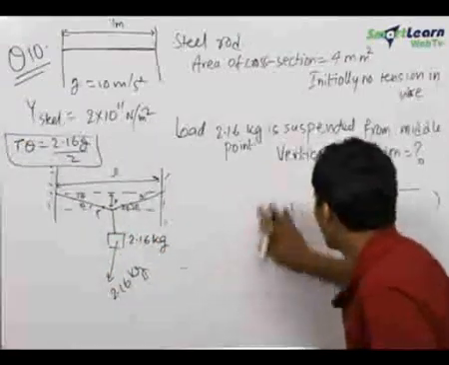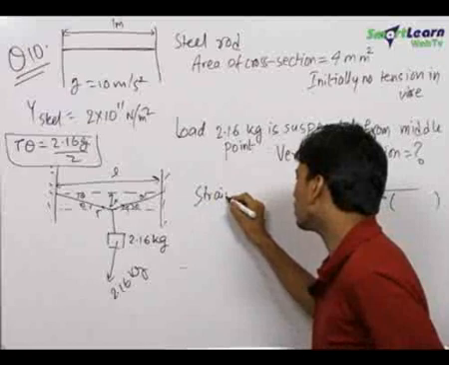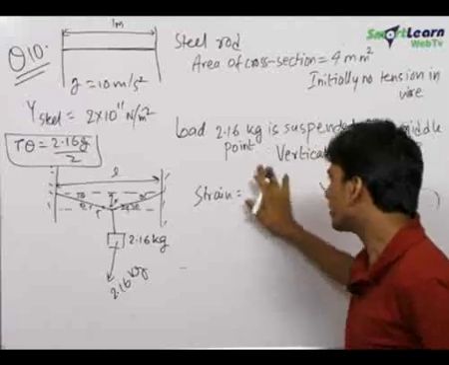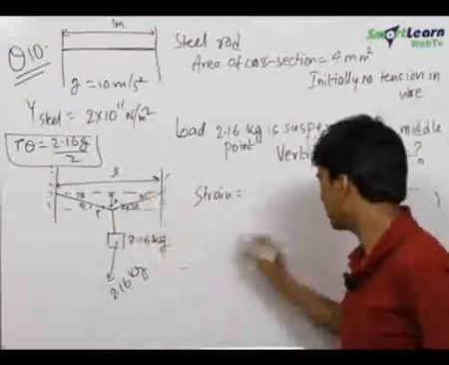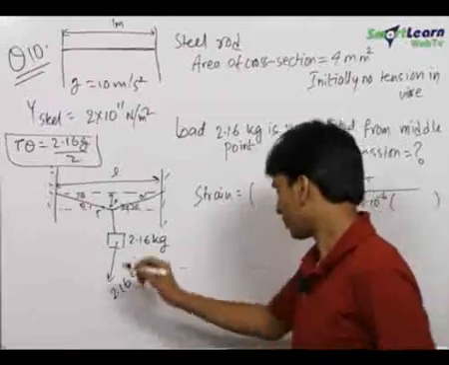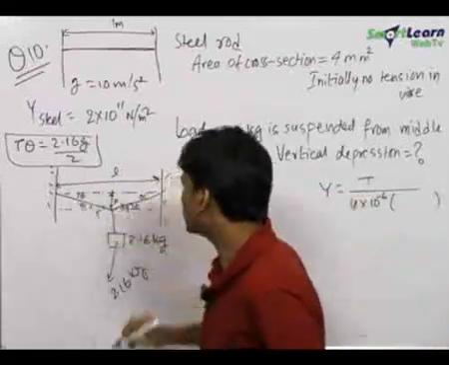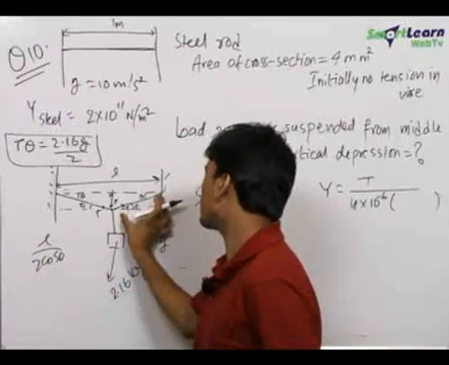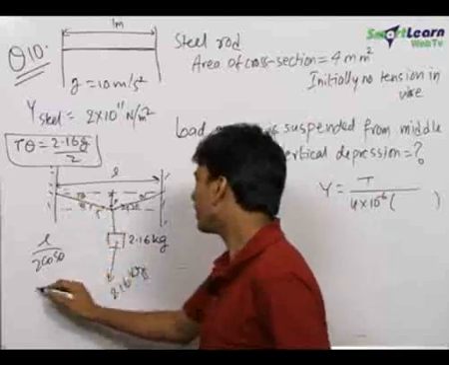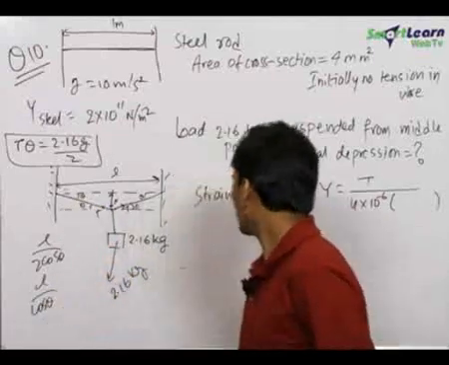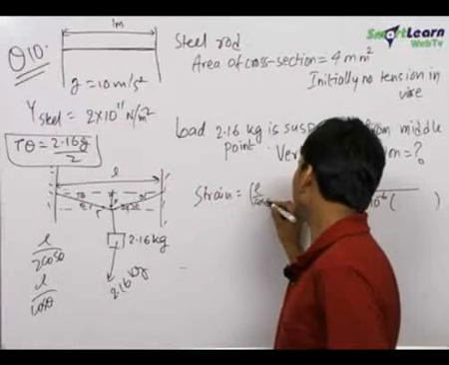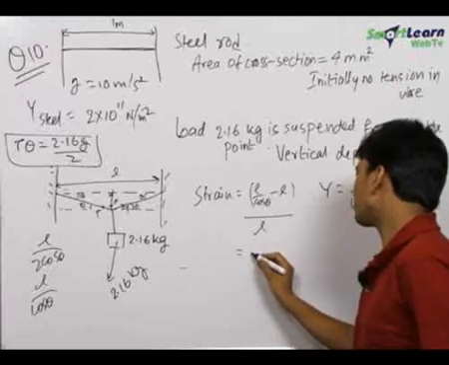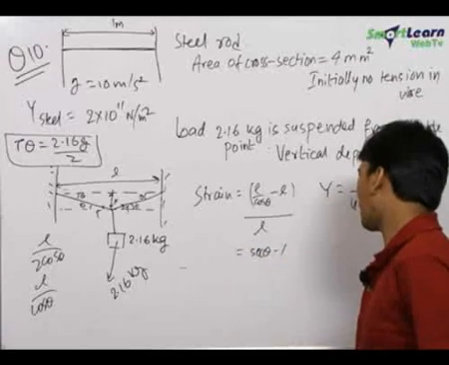Now strain is always equal to change in configuration upon original configuration. So the change can be written as final length minus initial length. This is L by 2, therefore this is L by 2 cos theta. Similarly this is L by 2 cos theta, therefore we add up to give L by cos theta. So the final length is L by cos theta and the original length was L, therefore this becomes sec theta minus 1.